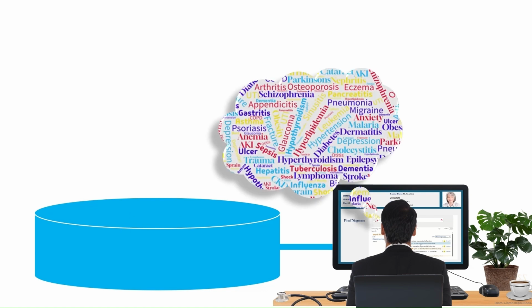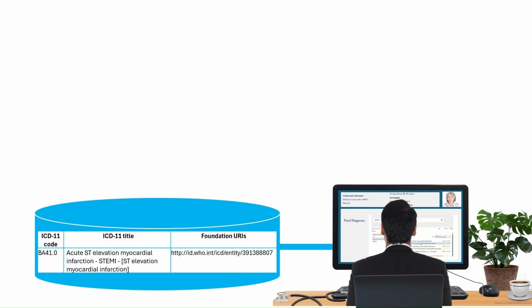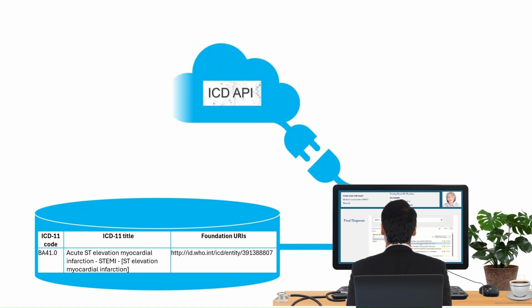The input in this case is clinician-friendly terms used in real-life clinical documentation, including common abbreviations. And the output, saved into the database, is a standardized set of data elements based on the user selection from the coding tool search results. And we'll talk about these elements later in the video. But how is that possible? It's the ICD API which makes that possible.